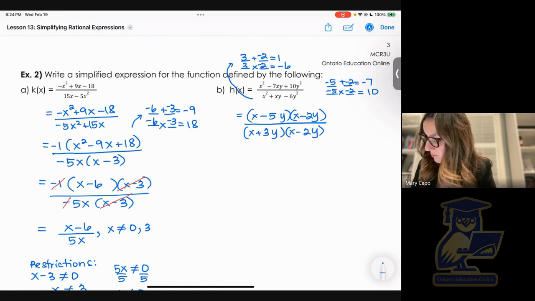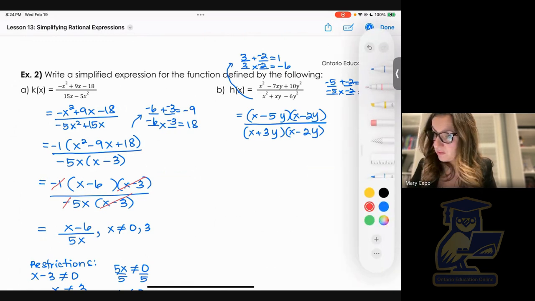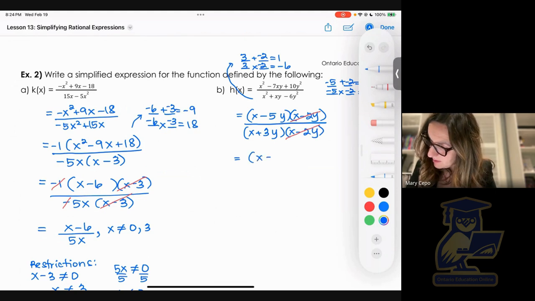When fully factoring, we notice we do have a common binomial that we can simplify. So we would say x minus 5y all over x plus 3y.